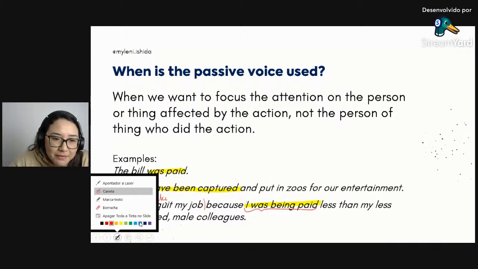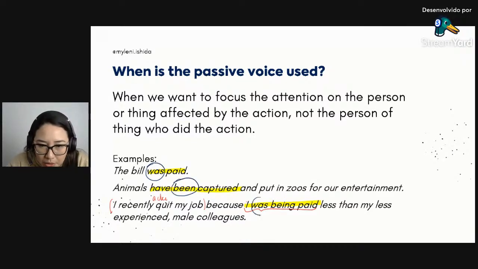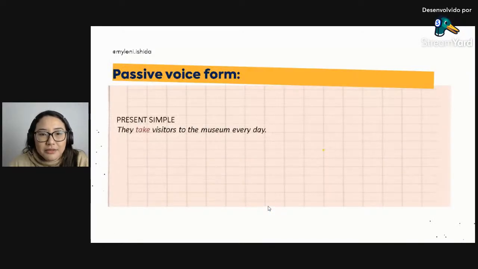If you see, was, look, been, was, what is that? Okay, it's something that we have in common. Every time you have the passive voice, you have what? The verb to be. So take a look at here.